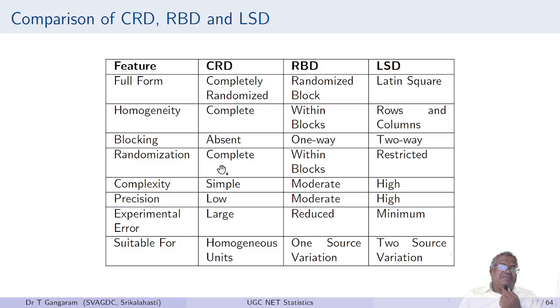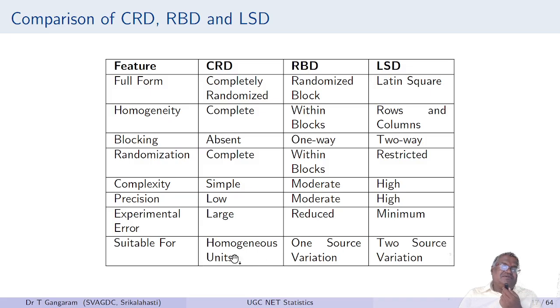In CRD, randomization is complete. In RBD, randomization is within the blocks. In LSD, randomization is restricted. Complexity: CRD is simple, complexity is moderate in RBD, and in LSD it is high. The precision is low in CRD, moderate in RBD, high in LSD. Experimental error is large in CRD, in RBD it is reduced, and in LSD it is minimum.